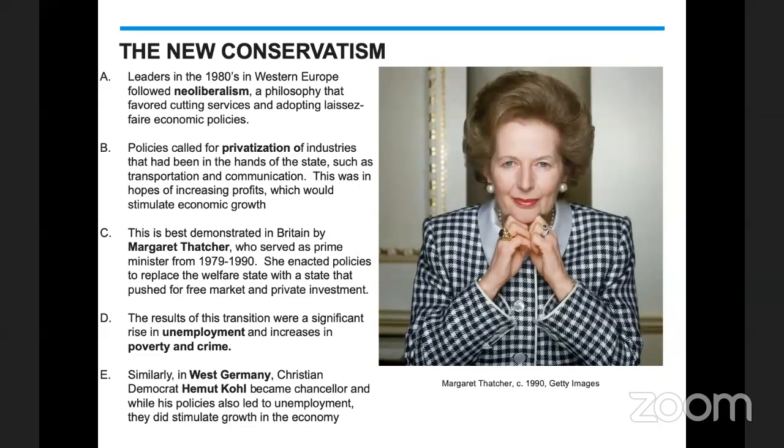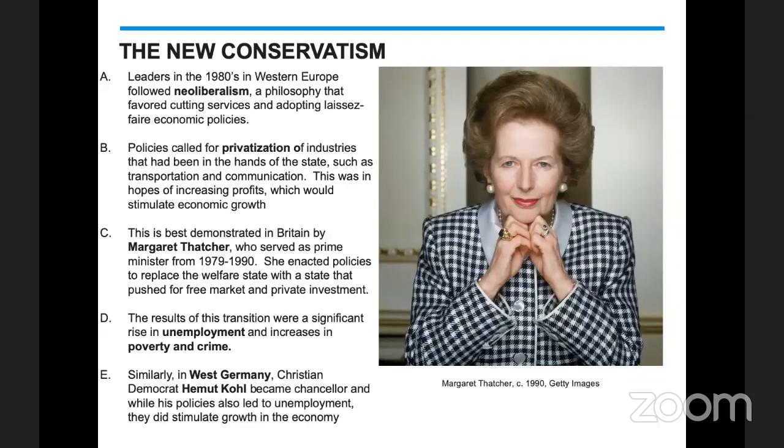We will see countries call for privatization of industries. These are industries that have been in the hands of the state, large industries like transportation and communication, with the idea that putting them in the hands of private industry would create more profits, and that profit would stimulate economic growth. Margaret Thatcher, who's pictured there on the right, is a perfect example of such leaders. She's elected prime minister in 1979, and she's in charge in England throughout that decade, and a lot of really important things happen during that decade.